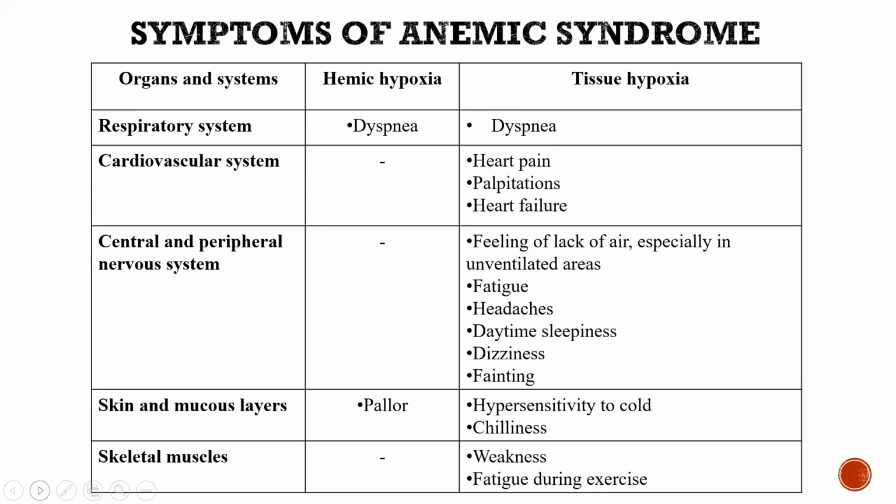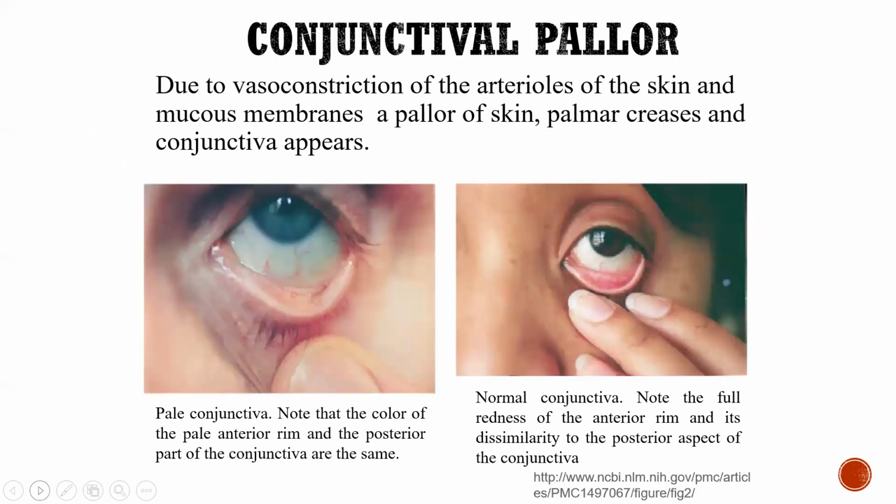Skin and mucosa are usually pale, with hypersensitivity to cold and chilliness. Skeletal muscles are represented by symptoms such as weakness and fatigue during exercise. Due to vasoconstriction of the arterioles of the skin and mucous membranes, paler skin, palmar creases, and conjunctiva appear. On these pictures, you can see pale conjunctiva, and the color of the anterior rim and the posterior part of the conjunctiva are the same.